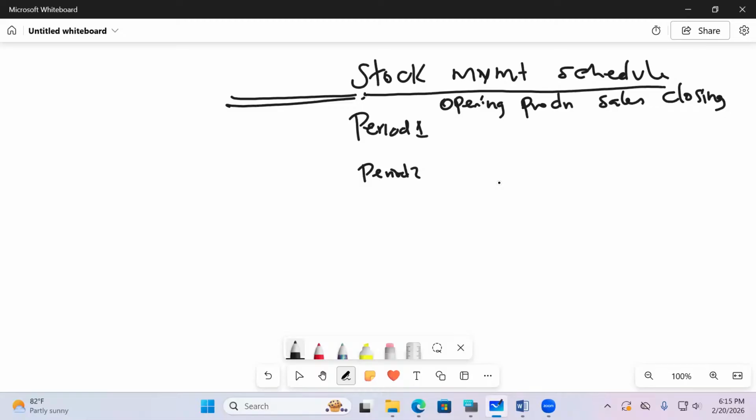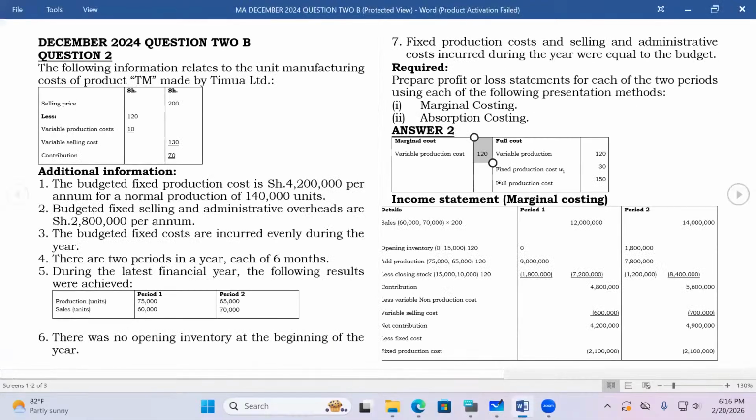Fortunately, this great examiner gave us this in the question. If you go back to the question, you'll see where the examiner has given us these inventory movements. He told us in note number 5, during the latest financial year, the following results were achieved. So you can see in production period 1, we produced how many? 75,000. How about period 2? 65,000.